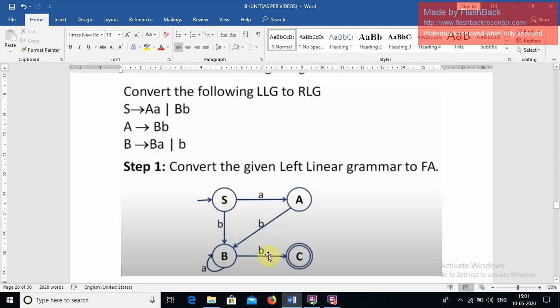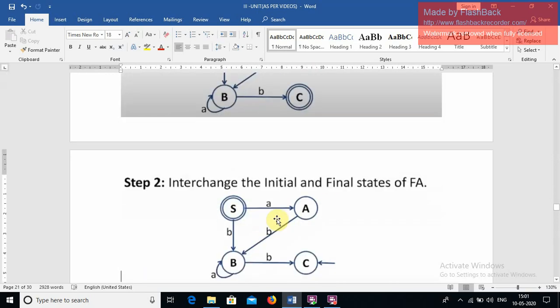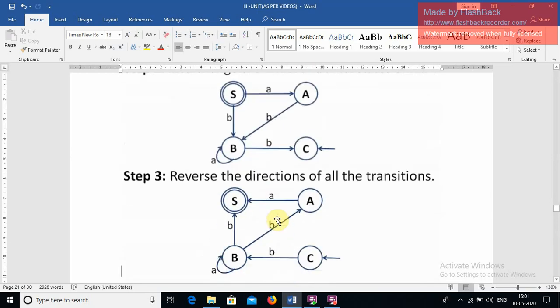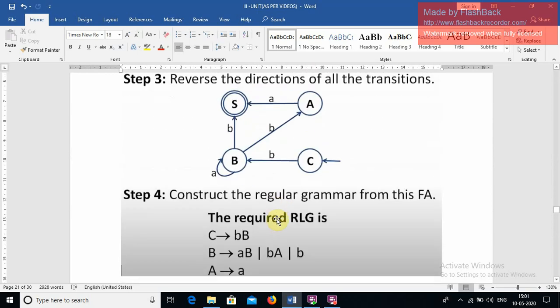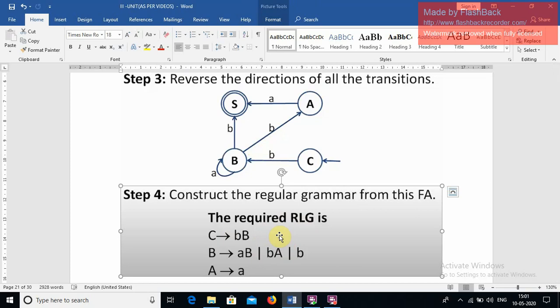So first you do the construction of the FA, and after that you interchange the initial and final states, then you reverse all directions of the transitions, and finally from the FA you get the grammar. So that is the conversion process. So we covered context free linear grammar, in that right linear, left linear, and the conversion of left linear to right linear and right linear to left linear.